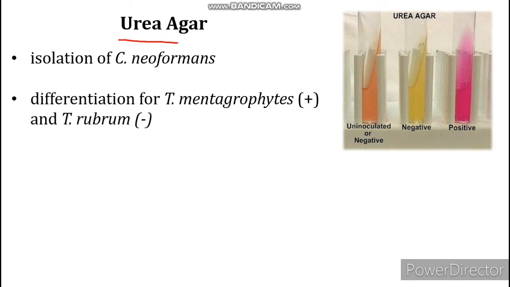Your urea agar is also used for the isolation of Cryptococcus neoformans. And aside from that, it is used for the differentiation of Trichophyton mentagrophytes and Trichophyton rubrum. Take note, Trichophyton mentagrophytes is positive for urea. Again, it is positive for the hair baiting test, and it is also positive for urease. And then rubrum is negative.